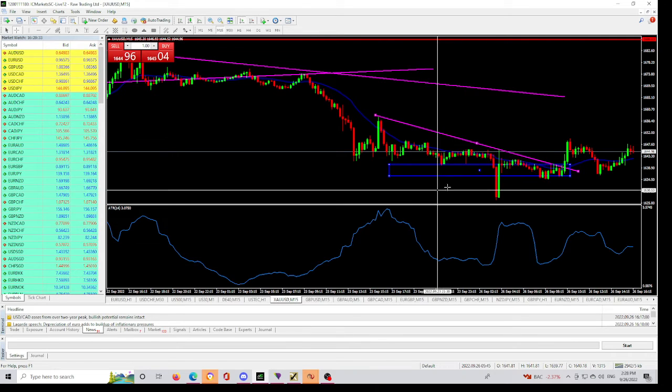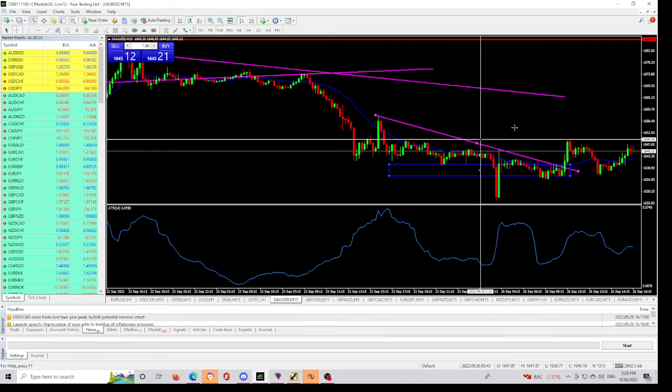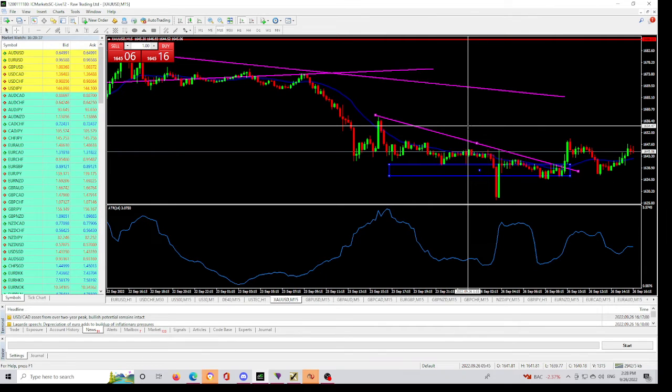And this doesn't only work on gold. It's going to work on anything, any asset that you pick to analyze. And remember, sometimes the best trade is no trade.